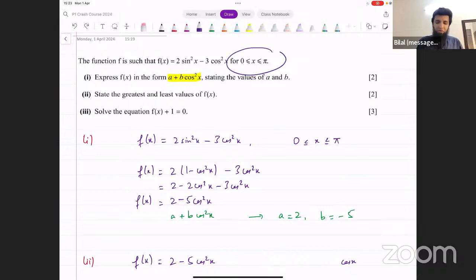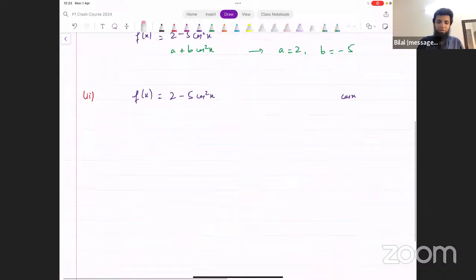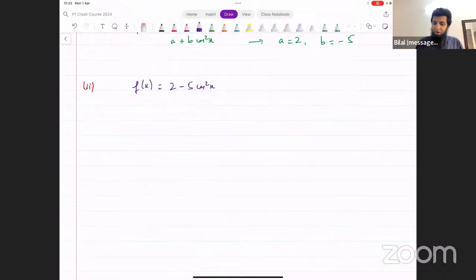The domain of the function is from 0 to pi. Okay, from 0 to pi, that's the domain of the function. Now, what does the graph of cos of x look like? It looks something like this, right? You have to remember the shapes of the graph. This is the graph of cos function. Now, it starts from 1. It goes to 0 when it's pi over 2. And it goes to minus 1 when it's at pi.